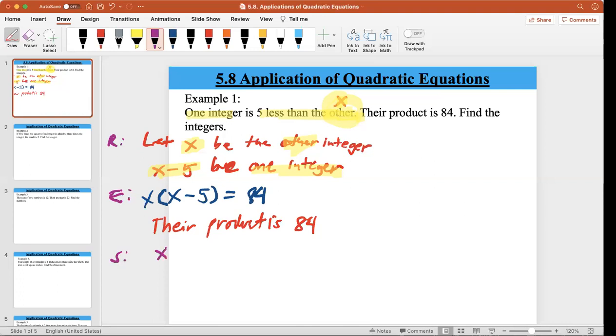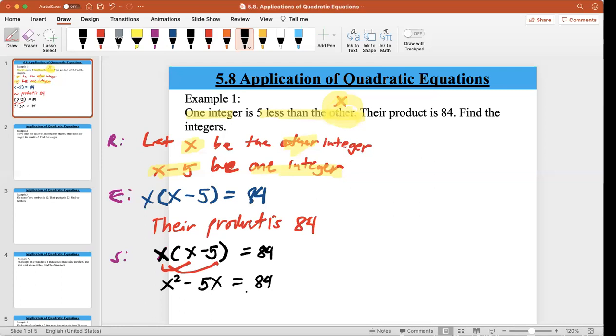We have x times x minus 5 equals 84. And the result would be quadratic, but this one is not in standard form, so we have to write it in standard form. By using distributive property, we can make that standard. x times x, x squared. How about x times negative 5? That's negative 5x. So we write down x squared minus 5x equals 84.